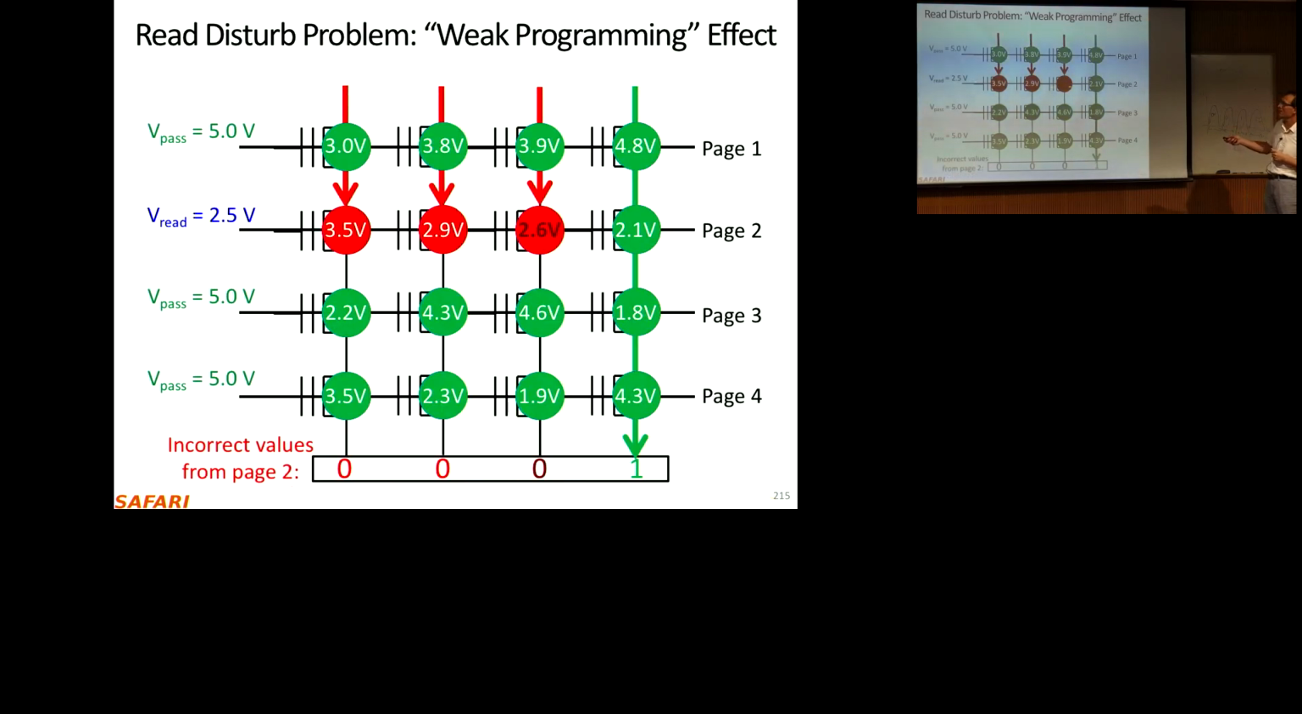If you read page 2 now, you get an error because your read reference voltage is 2.5 volts, and this is at 2.6 volts. You get a 0, but it should have been a 1. It just flipped because you read some other page in the same block, or many pages in the same block, many times. As a result, you applied the high pass-through voltage to this, and you flipped a bit.